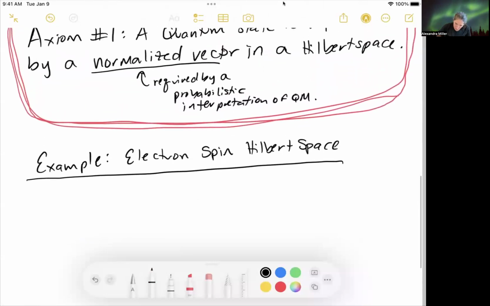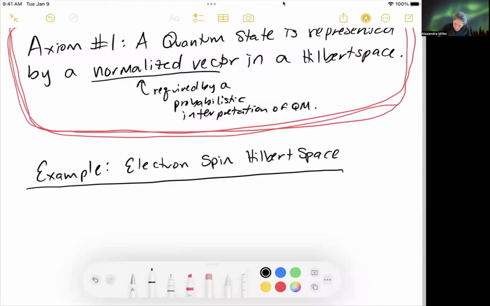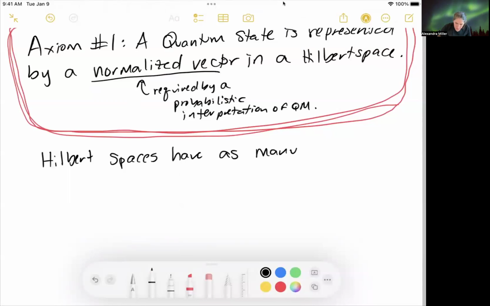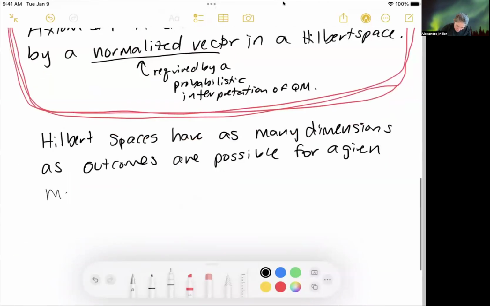Oh, and I should have stated this before because this is just a general fact. I'm going to erase this because I want to state this general fact and make sure no one thinks that it's just a part of that example. All right, so one very important fact about Hilbert spaces that I forgot to mention is Hilbert spaces have as many dimensions as outcomes are possible for a given measurement.